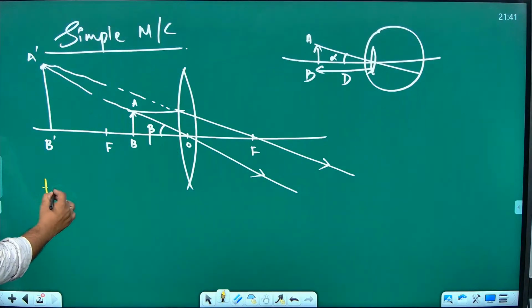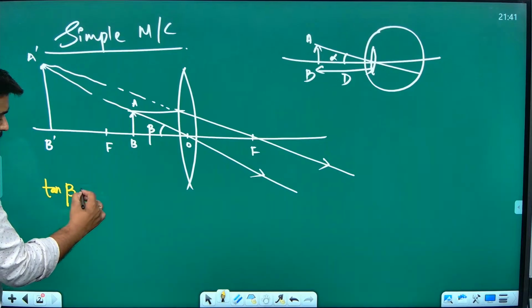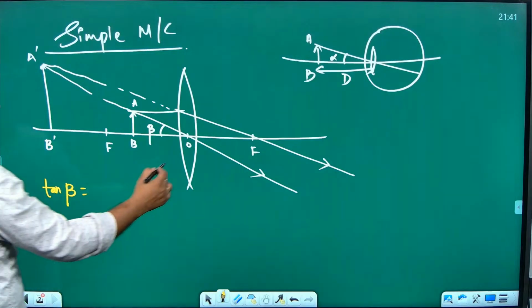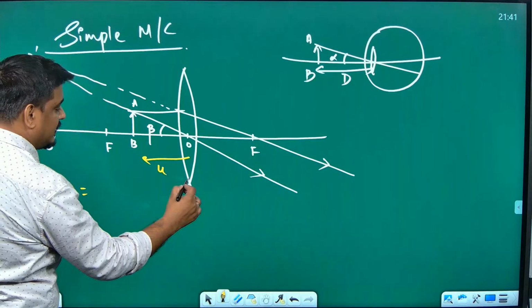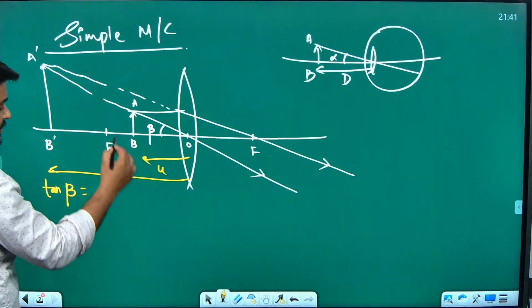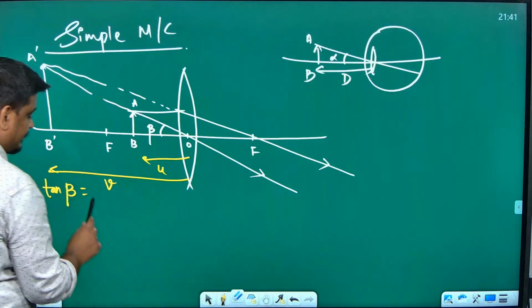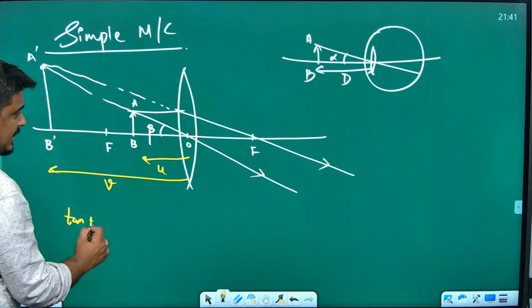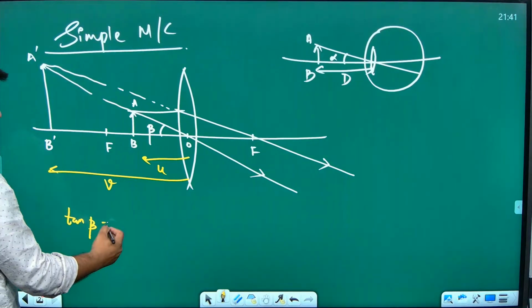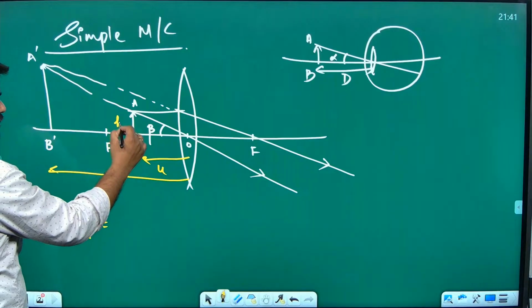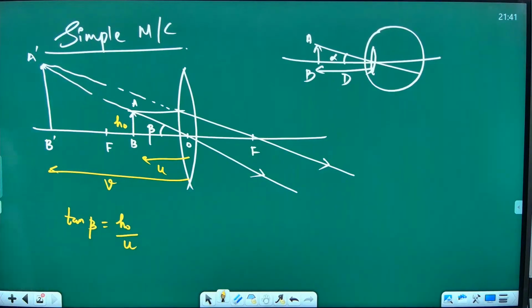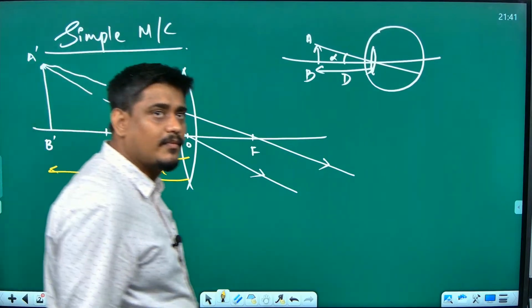First, what is tan beta here? Please guys, what is tan beta? So, this is object distance U, this is image distance V. So, what is tan beta? AB by OB. Tan beta is AB by OB. Yes, you can say, no problem in that. So, AB is height of the object, so height of the object by OB, which is U. Can I write like this? I hope I can write like this.